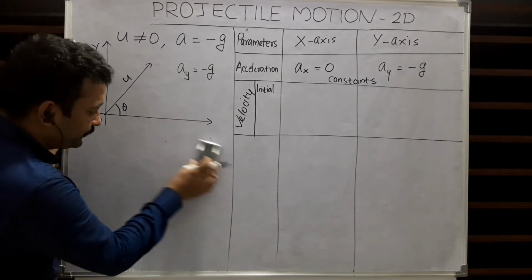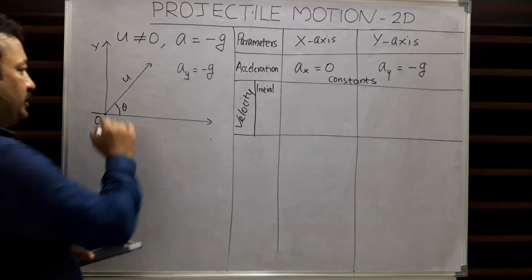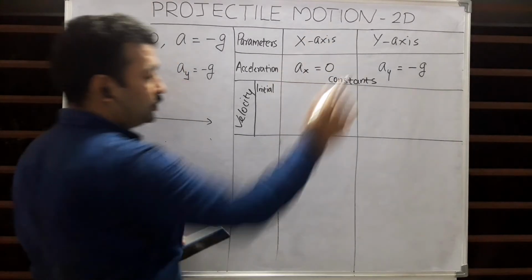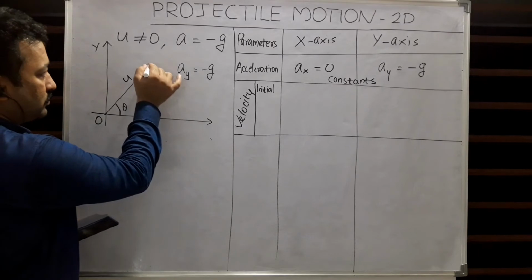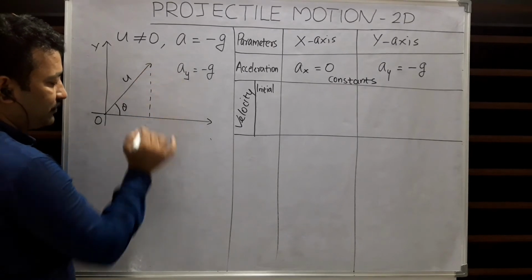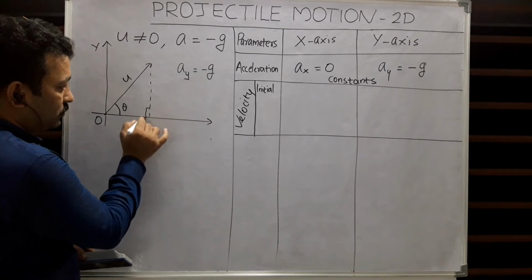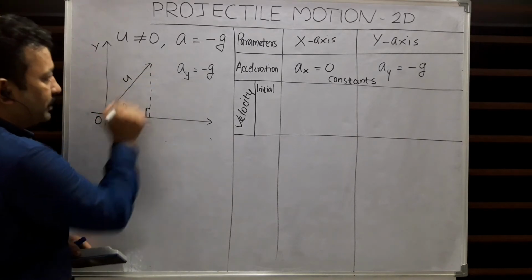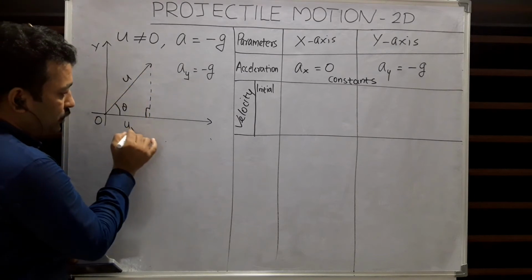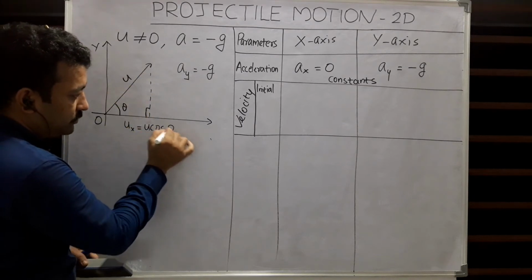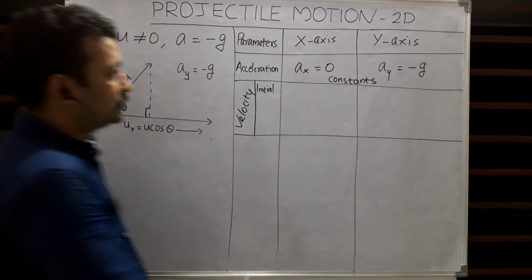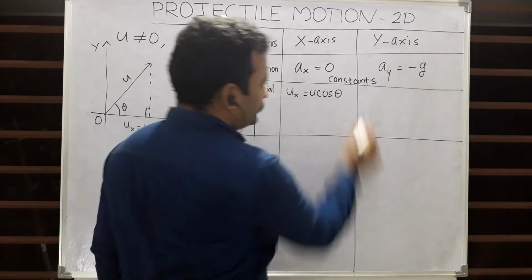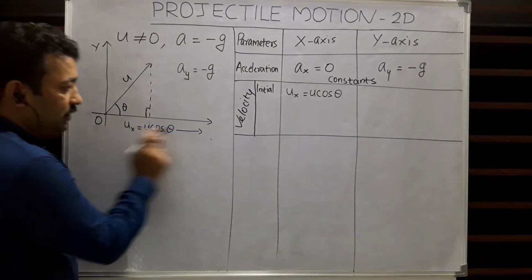Now look at the diagram. Initial velocity, we know u is making an angle theta with this. I have to find the x component and the y component. What can I do? Drop a normal from the tip of the velocity. This makes a right triangle. So the horizontal component, by resolving the vector u, you will get ux is equal to u cos theta along the x-axis. That is the component of initial velocity along the x-axis.